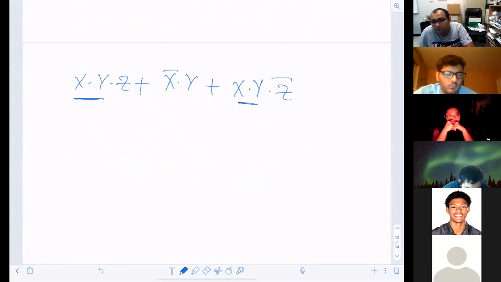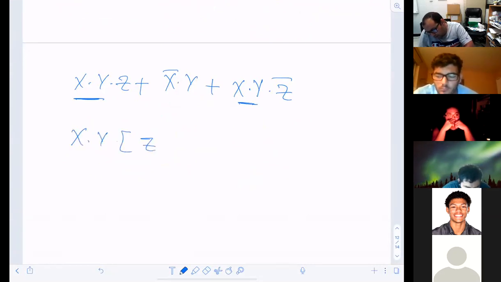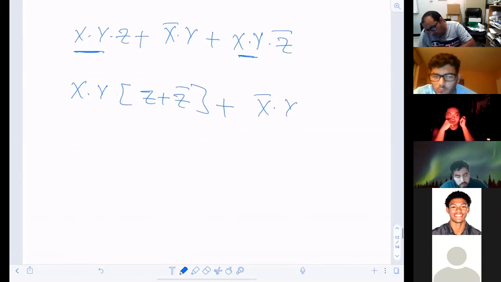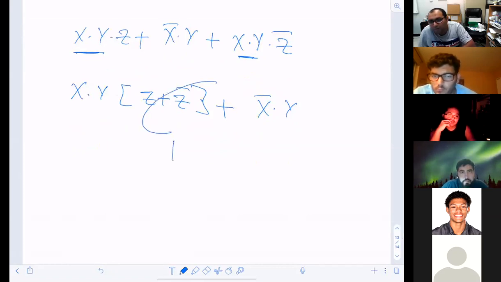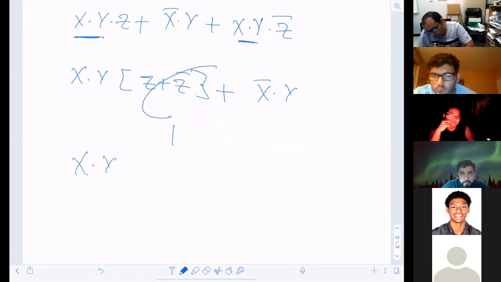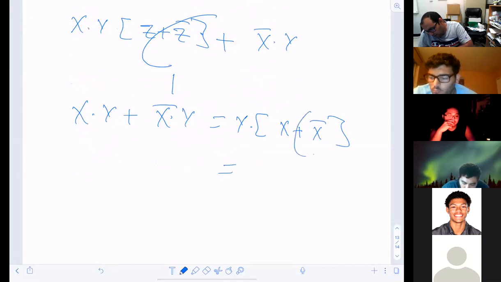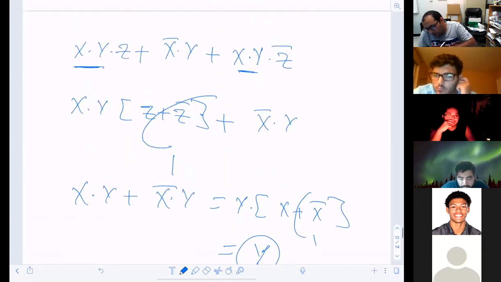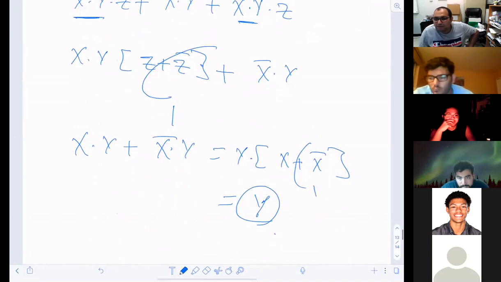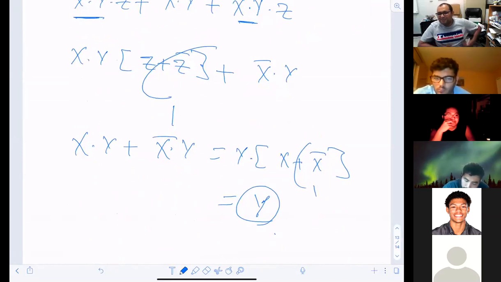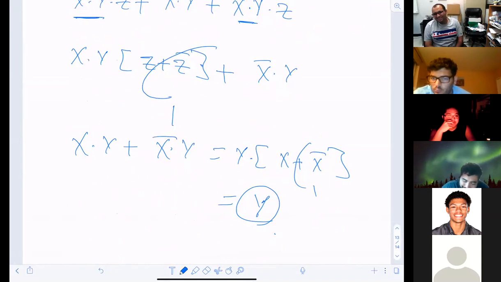This one and this one can be taken together, right? So you're going to have X Y with the Z complement, and then you already have X complement Y here. Then you already have X Y with the X complement Y, so Y will be taken out, and you already have X and X complement. At the end of the day, that's 1, so you just have Y. So imagine all of this big mess is equal to Y.